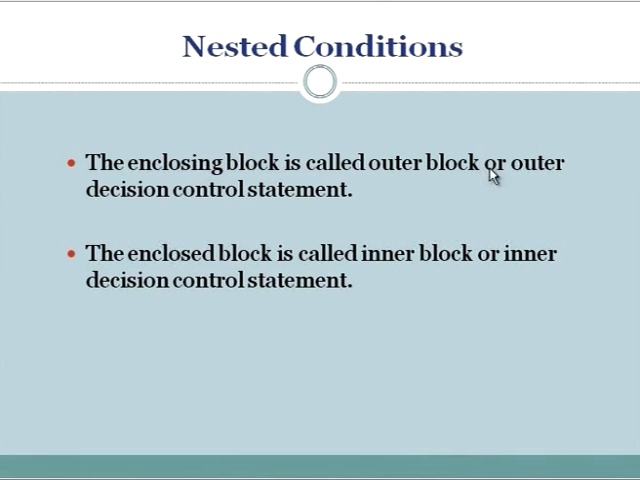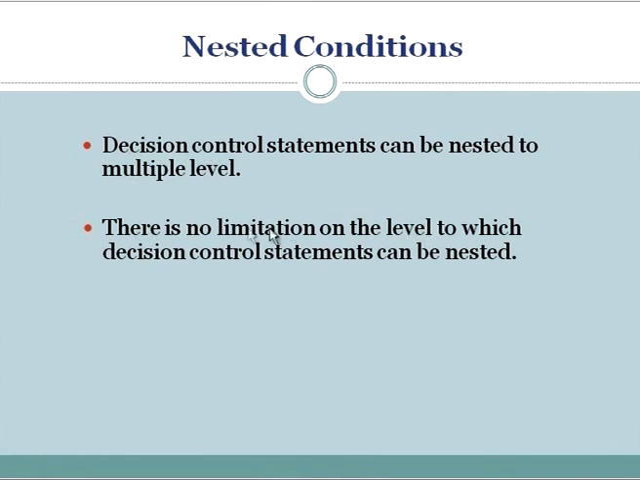When a decision control statement is placed inside the body of another decision control statement, then the enclosing block is called the outer block or outer decision control statement, while the enclosed block is called the inner block or inner decision control statement. Decision control statements can be nested up to multiple levels. There is no limitation on the level to which decision control statements can be nested.